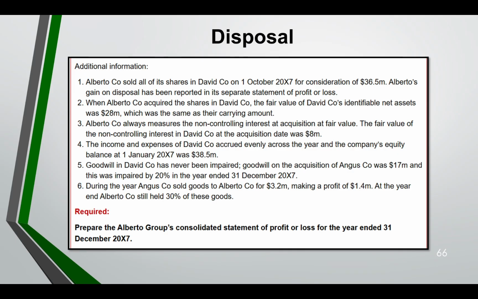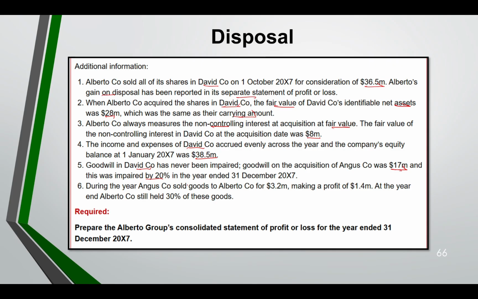So Alberto is selling all of their shares in Debit for consideration, and the gain on disposal is reported in their separate statement of profit and loss. When Alberto acquired the shares in Debit, their fair value of net asset was 28, same as their carrying amount. Alberto is measuring NCI using fair value, and fair value is 8. Income and expense of Debit are accruing evenly across the year, and their equity balance is 38.5. Goodwill in Angus is never impaired. Goodwill on acquisition was 17, and was impaired by 20%.